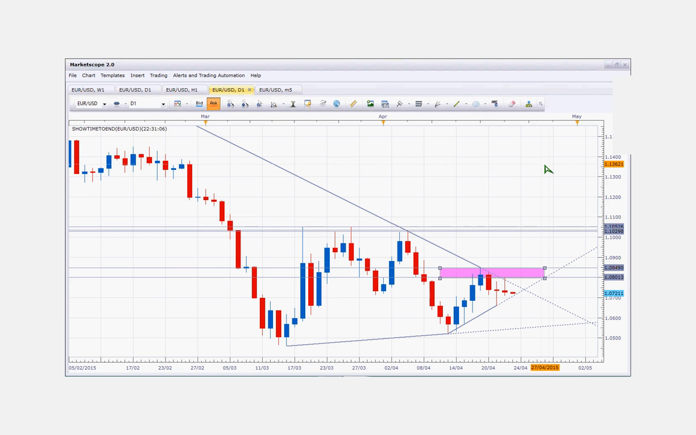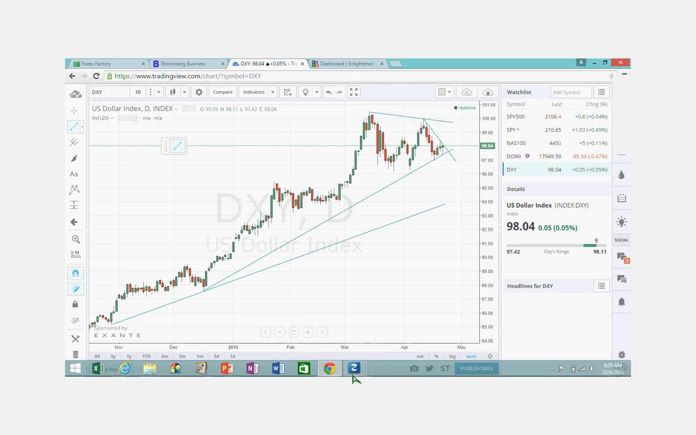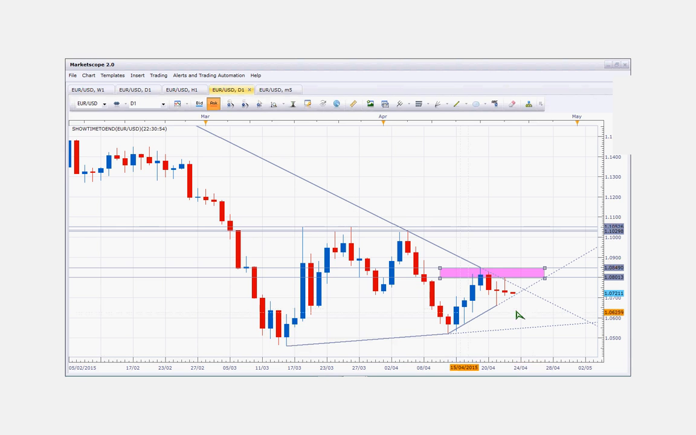But if I forecast that the dollar index is going to be bullish, then the euro should be bearish. This could potentially be the next lower high to this. And then we have either another higher low for this or a lower low. So bearish on this if the dollar index is bullish.